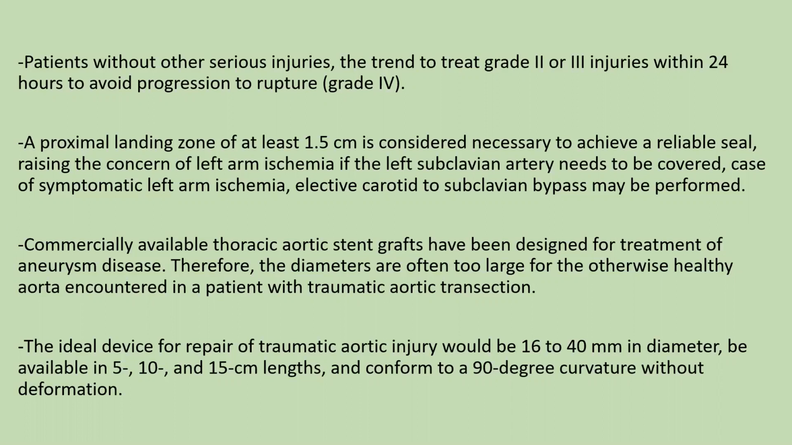Commercially available thoracic aortic stent grafts have been designed for treatment of aneurysms. Therefore, diameters are often too large for trauma patients. The ideal device for the repair of traumatic aortic injury should be 16 to 24 millimeters in diameter, 5, 10, and 15 centimeters in length, and conform to a 90-degree curvature without deformation.